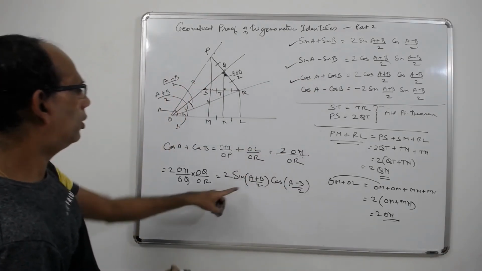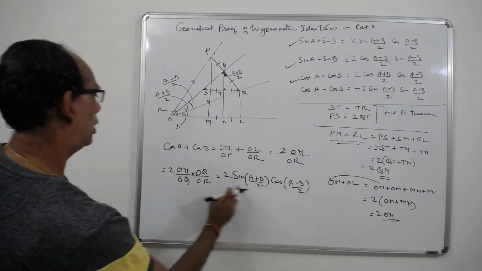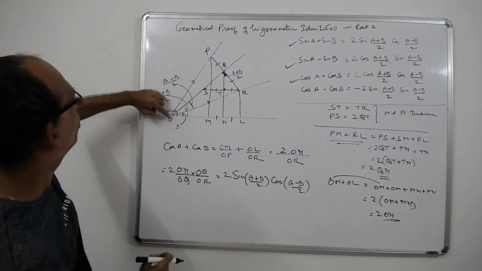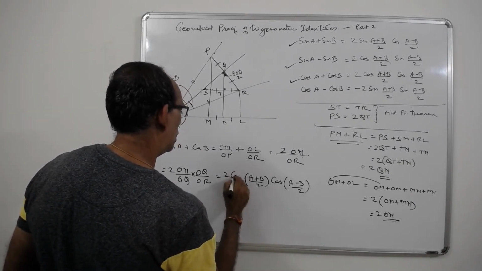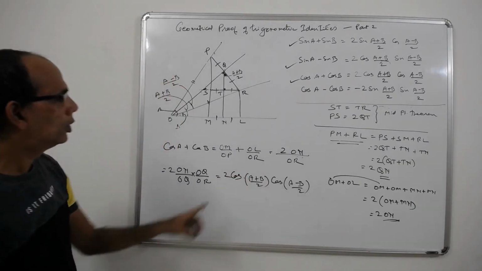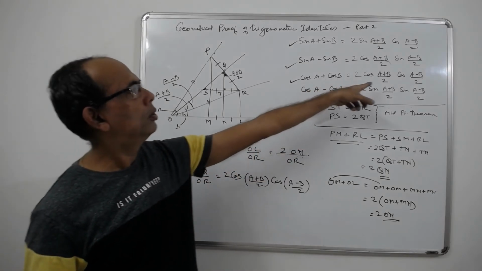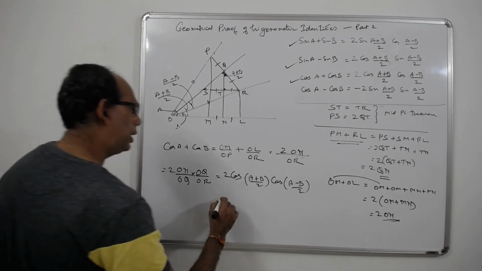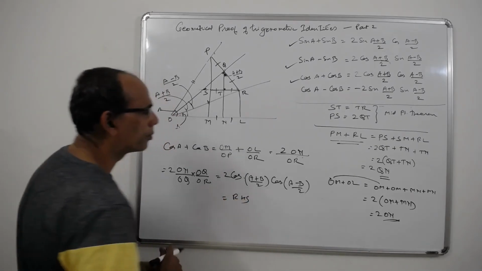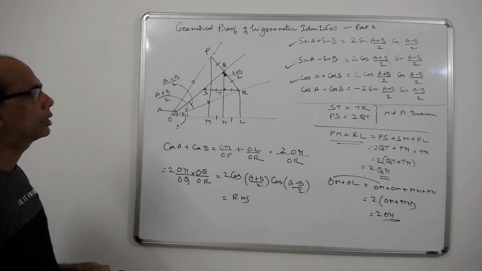Third one, sorry, we got this here: ON upon OQ. Sorry, this is cos. That's 2 cos A plus B upon 2, cos A minus B upon 2. Okay, this is cos, right? So we have made the RHS. Okay, let's go for the last one.